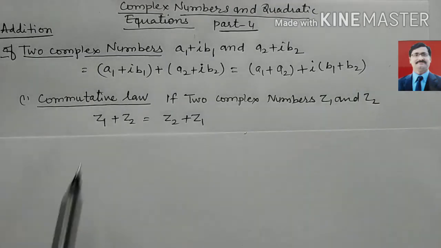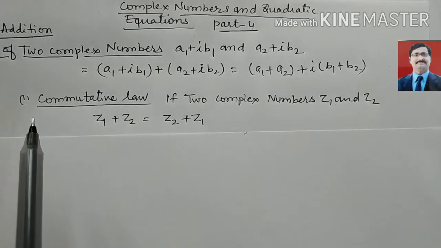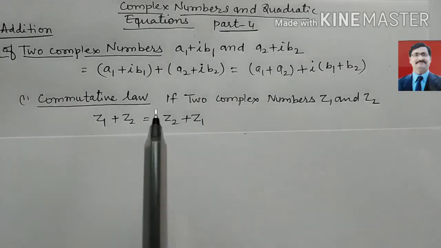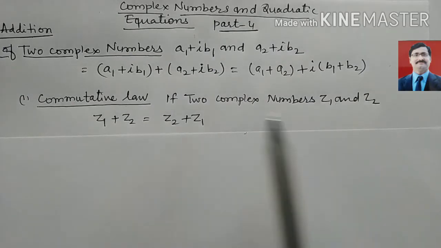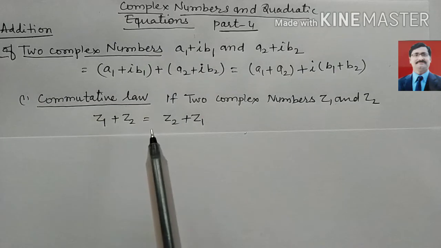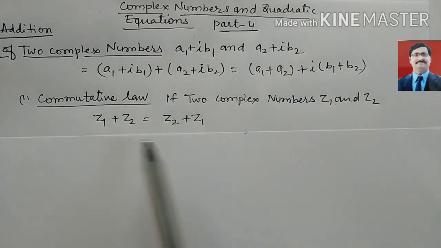Next, the addition of two complex numbers follows the commutative law. Look here, if two complex numbers z1 and z2 are given to you, you can write z1 plus z2 equal to z2 plus z1. This rule is called the commutative law.